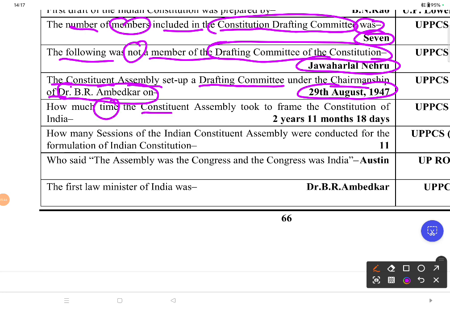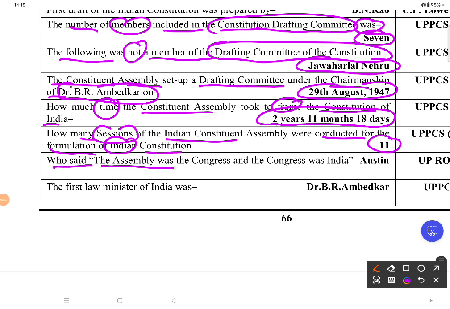How much time the Constituent Assembly took to frame the Constitution of India? 2 years, 11 months and 18 days. How many sessions of the Indian Constituent Assembly were conducted for the formulation of Indian Constitution? That is 11. Who said the Assembly was the Congress and the Congress was India? Austin. The first Law Minister of India was Dr. B.R. Ambedkar.